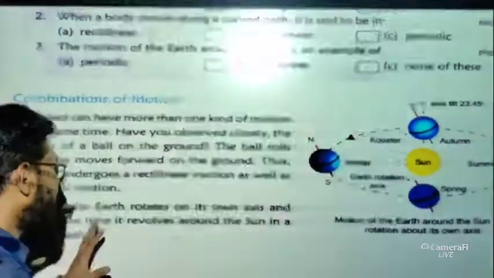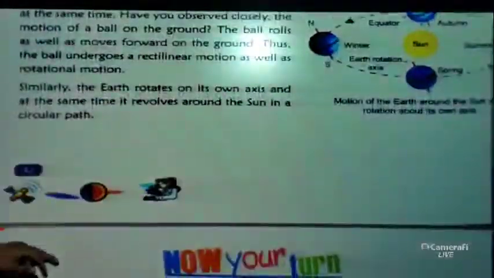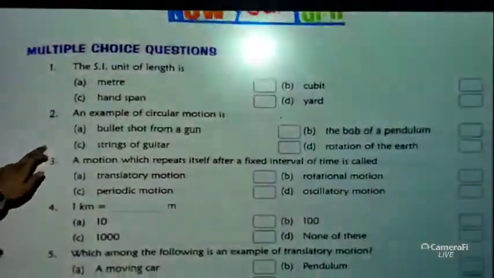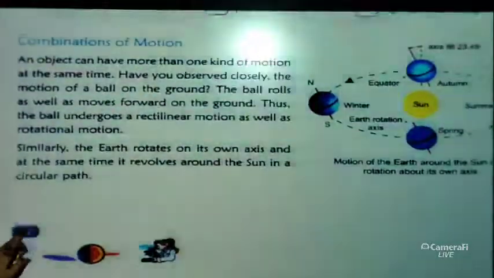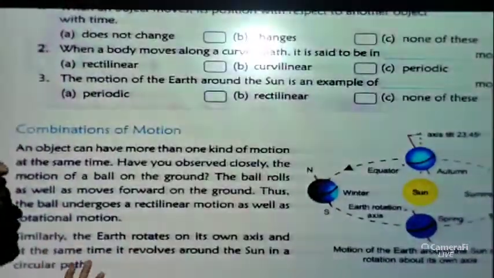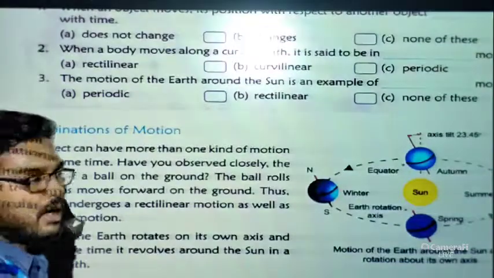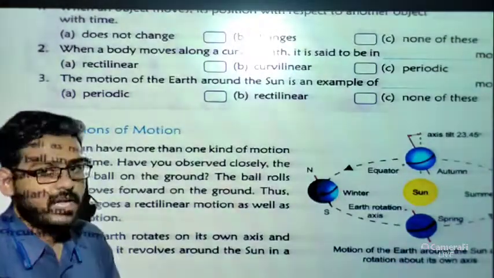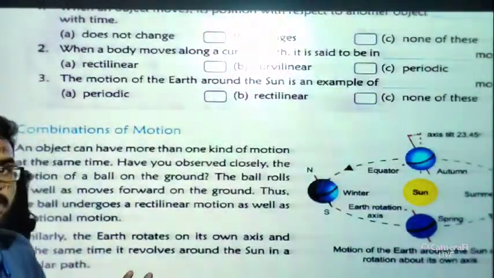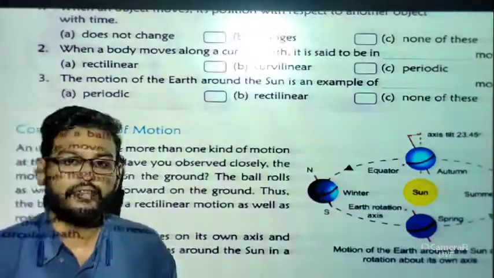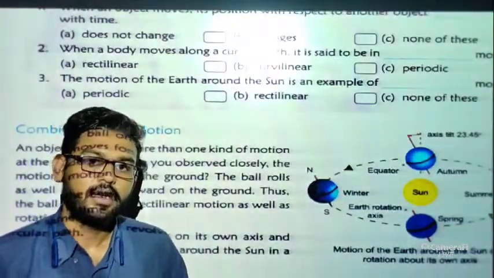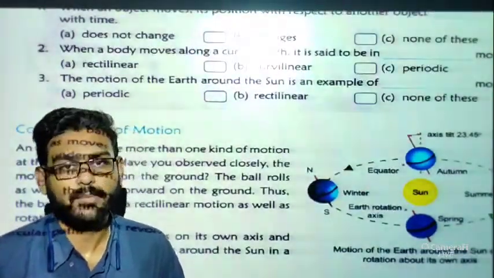So students, I hope you have understood this part. That's all for the chapter. In this chapter we have read very important things. You have to read the chapter properly and correlate the things with the picture. That's all for today's video lecture, students. Next class we will start a new chapter. Thank you.